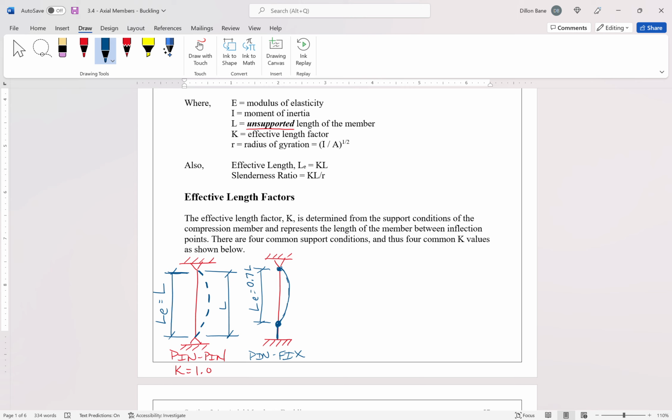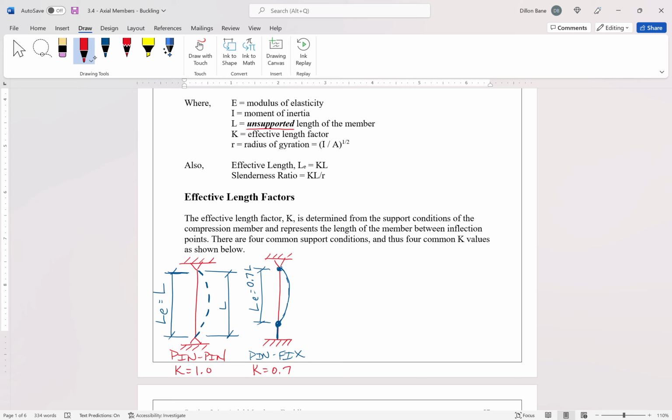All right. So what this 0.7 L tells us is that our K factor becomes 0.7. All right. Let's look at another condition. We got pin, we got pin fix. We've got two other popular conditions to investigate. The next one, let's look at a fixed fix column.